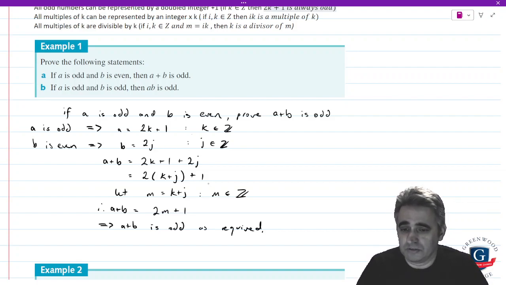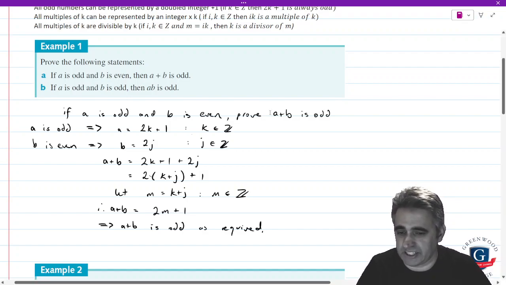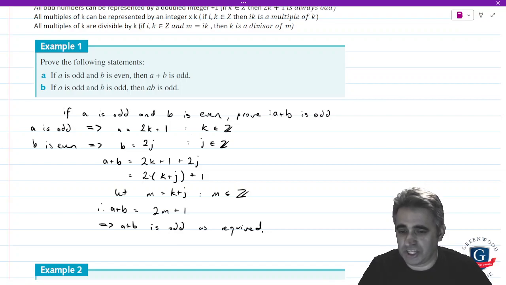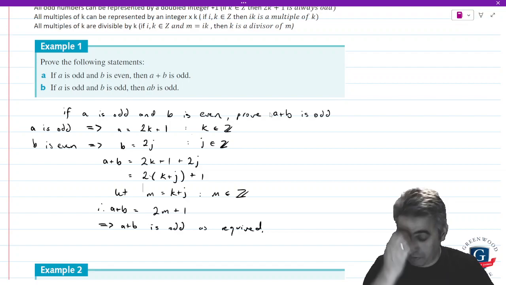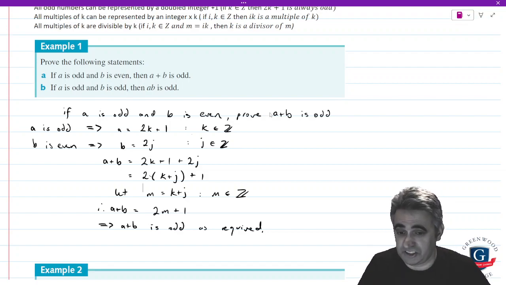Now what I'm going to try and do is satisfy the condition that it's going to be odd. So I'm wanting to end up with something like 2m plus 1. So here's how I do it. I add them together, take this, 2k plus 1, I add 2j, and then I factorize the k and the j together, so I get 2(k plus j) plus 1. Now here, I'm going to let m equal k plus j. What's happening here is we know that k is an integer from here. We know that j is an integer from here. If we add two integers together, we always get an integer. So m must also be an integer.